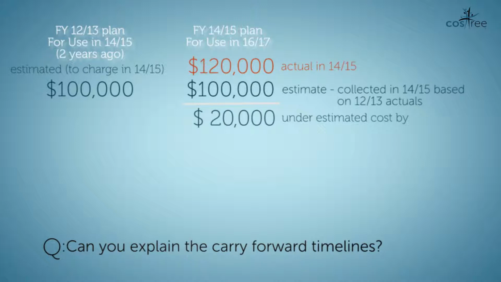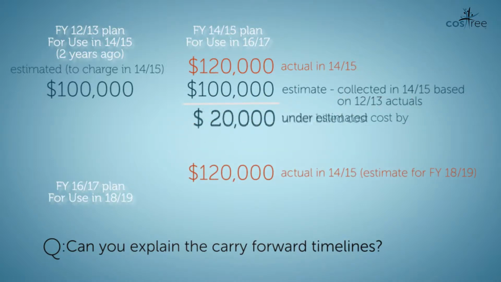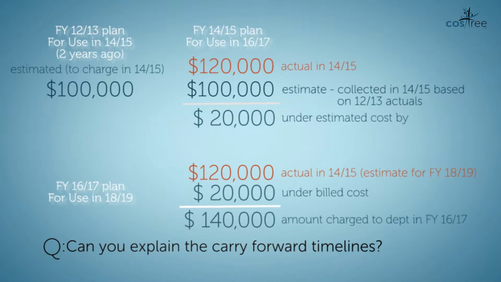So the idea is that I found out the costs were $120,000. We underbilled them because they only got charged $100,000 throughout the year. So I need to add 20 more thousand to that bill. Then in the future year that I'm going to bill them in now, I'm going to bill them $140,000. So the 120 that we naturally knew it was, and the 20 we forgot to charge them from the year before.